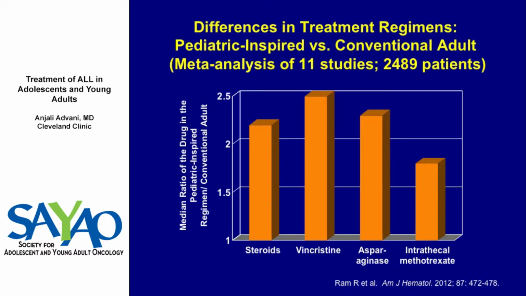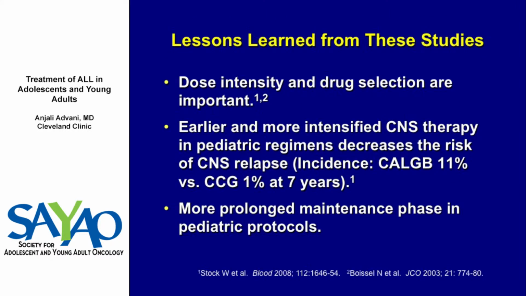This is very different than in the adult regimens, where we tend to use more of the myelosuppressive agents. Here, in most of the pediatric regimens, there was more focus on some of these non-myelosuppressive agents. So, summarizing the data from these retrospective studies, it seems that dose intensity and drug selection are probably very important in terms of outcomes.